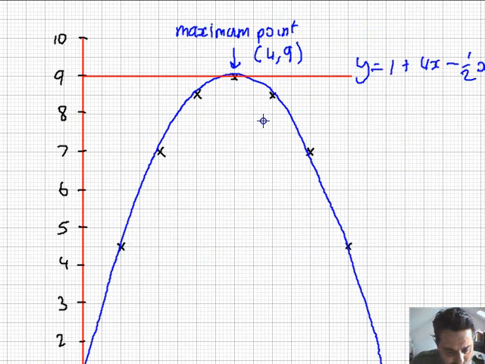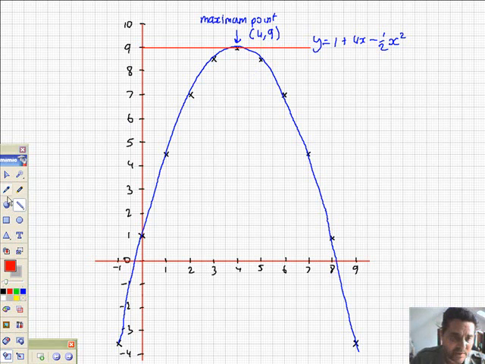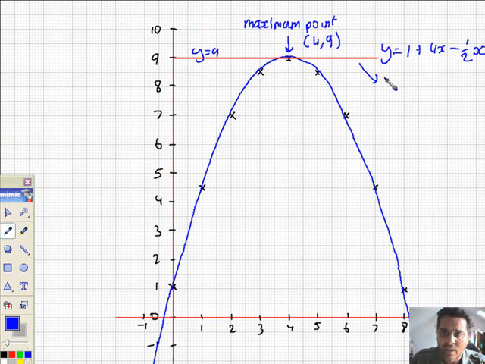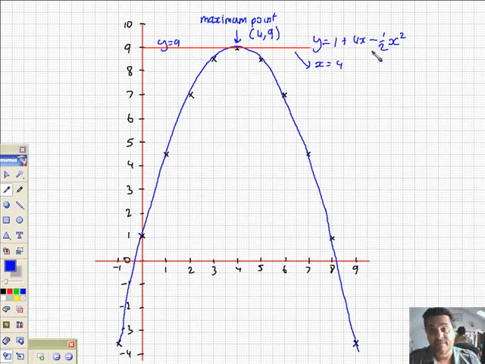Use your graph to find the solutions of the equation 1 plus 4x minus half x squared equals 9. Where does the graph equal 9? It's where it intersects with the line y equals 9. There's just one solution: x equals 4, because that's where the red line of y equals 9 hits the curve y equals 1 plus 4x minus half x squared. Just one solution only. There it is.